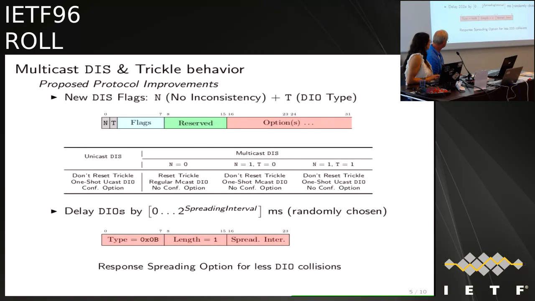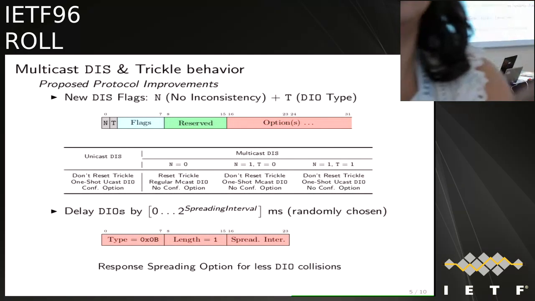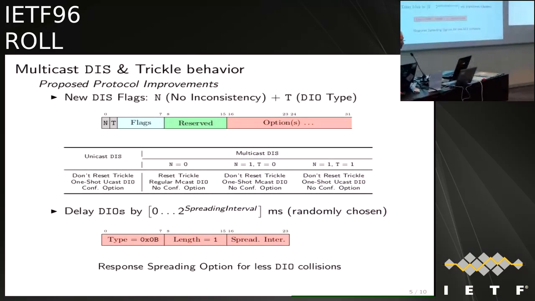Then we have a new option defined here. This is the response spreading option. It is necessary for cases where we have a large density and we request DIOs from the neighborhood. They will, of course, try to serve these DIOs simultaneously, because this is not trickle based. To mitigate this, there is the spreading interval that the sender of the DIS can specify, so that all nodes try to randomly send these DIOs and not at the same time. This is just to reduce the number of collisions if we have a large density of nodes.